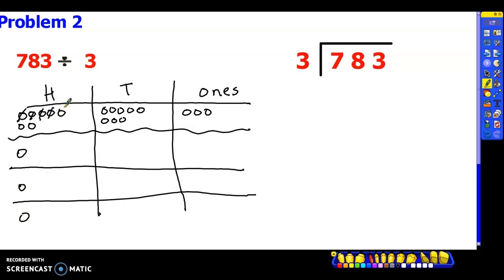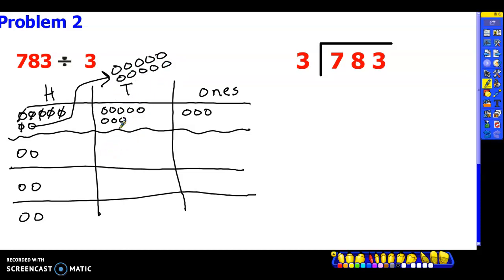1, 2, 3. 1, 2, 3. I have 1 left over. It gets renamed. Now I have 10 plus 8, which is 18.